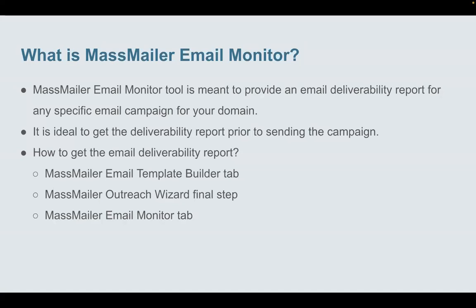And how do you actually trigger this report generation? Again, the MassMailer app would give you options to invoke or trigger this right within Salesforce. There are 3 ways you can do it. One is the email template builder, where you can select your email template and then get a report. Or when you're sending out your email campaign, even though we do not recommend this, that's basically right before sending out a campaign.